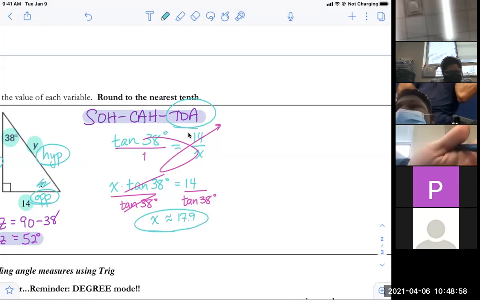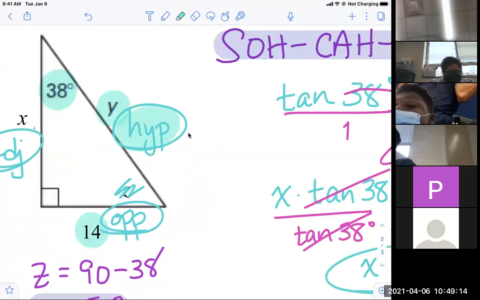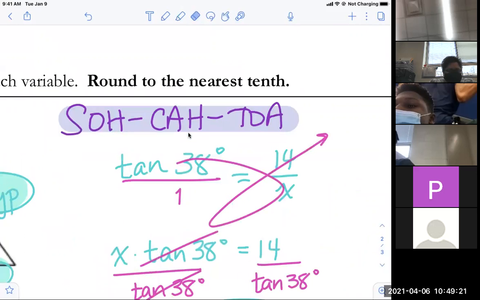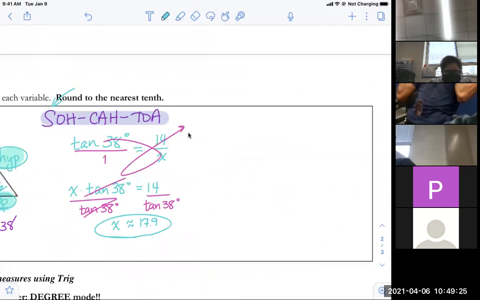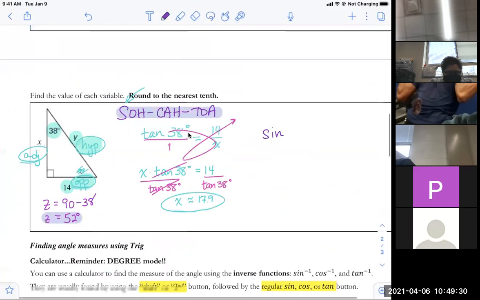So if we use tangent, we're going to have an X and no Y in there, because the tangent of 38 is the opposite over the adjacent. That's what we just did, that found X, but that won't have Y in the equation. So to find Y, we're using the hypotenuse and the opposite. Which one uses hypotenuse and opposite? Okay, so it'll be sine of, Peter, tell me what the equation will be.